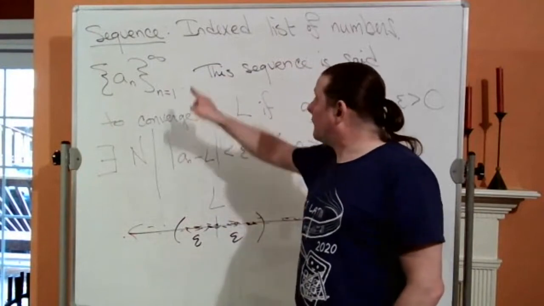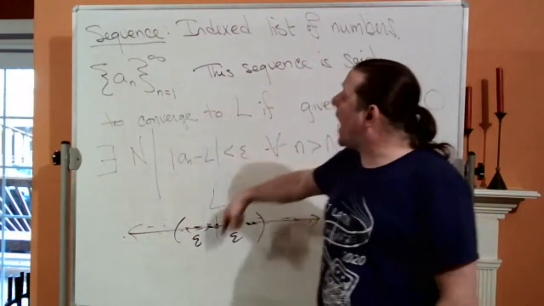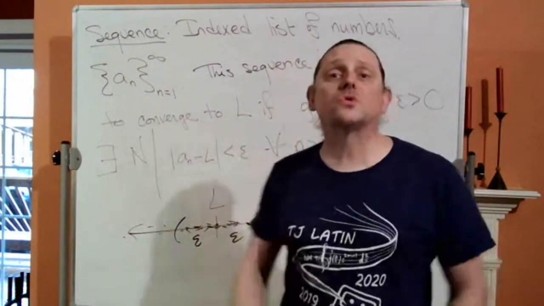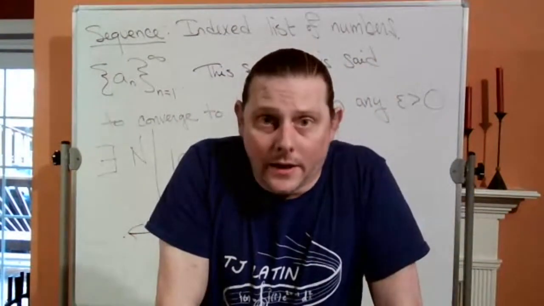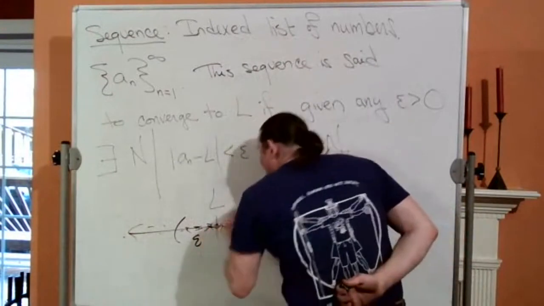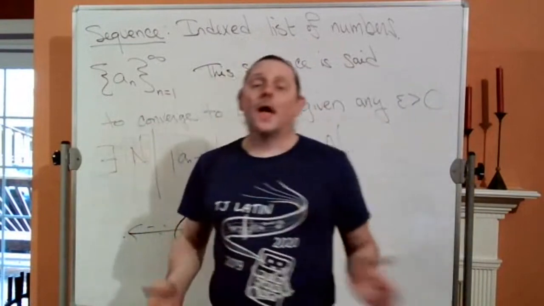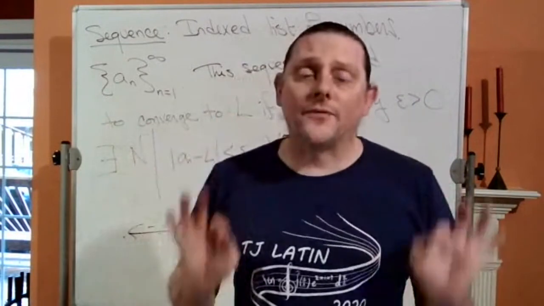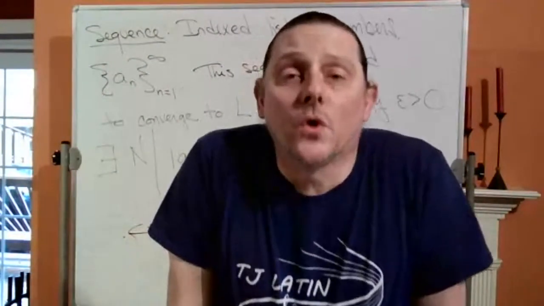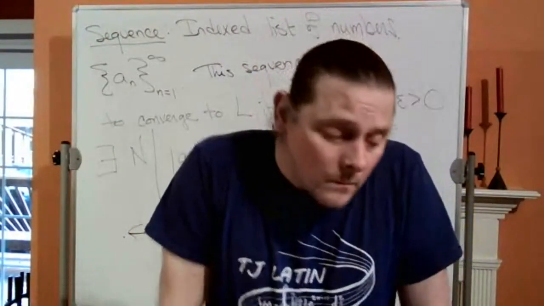And the statement of convergence is the statement that we can find this capital N regardless of how small epsilon is. So this window can be as small as we want around L, and there will always be a far enough point down the list such that every element further down the list than that lies within this window. Okay?